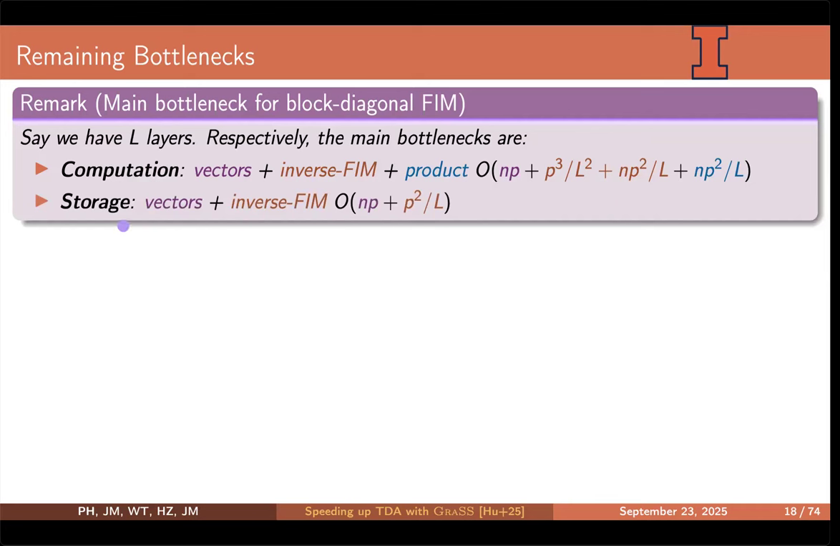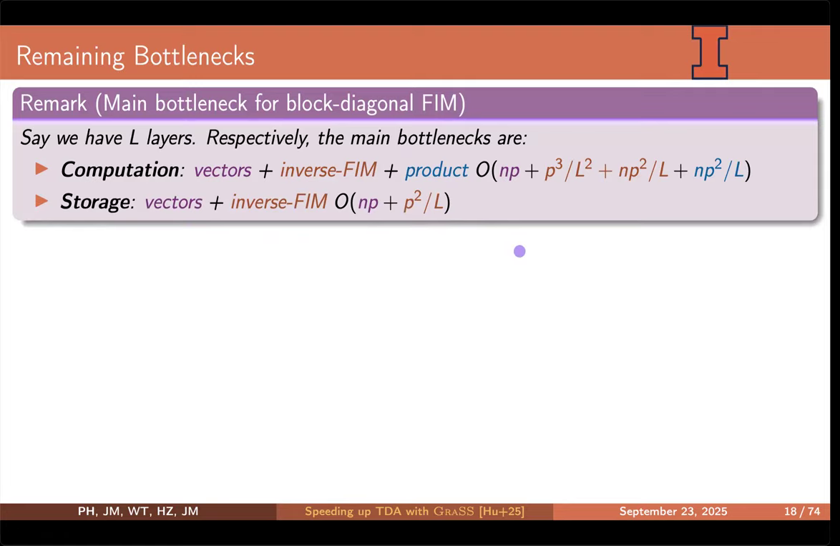And same for the storage. To store the vectors, there's nothing really you can do, but to store the inverse FIM, you're only going to spend this amount of memory, right? Because each block is P over L times P over L, and there are L blocks. So this is P squared over L.